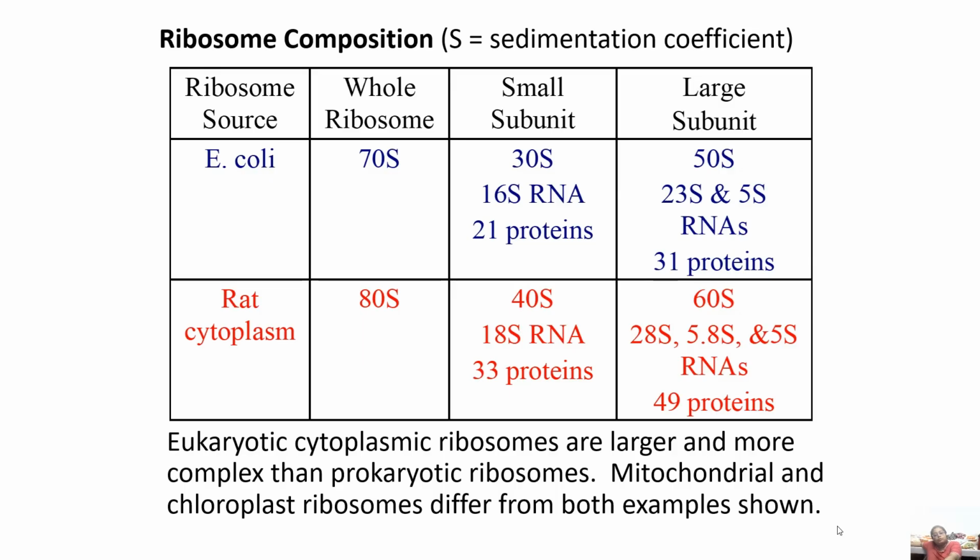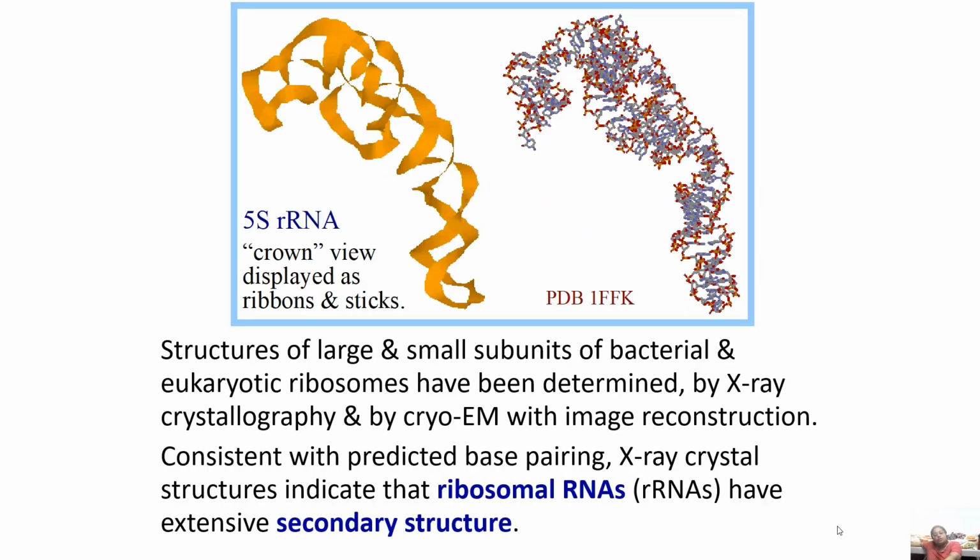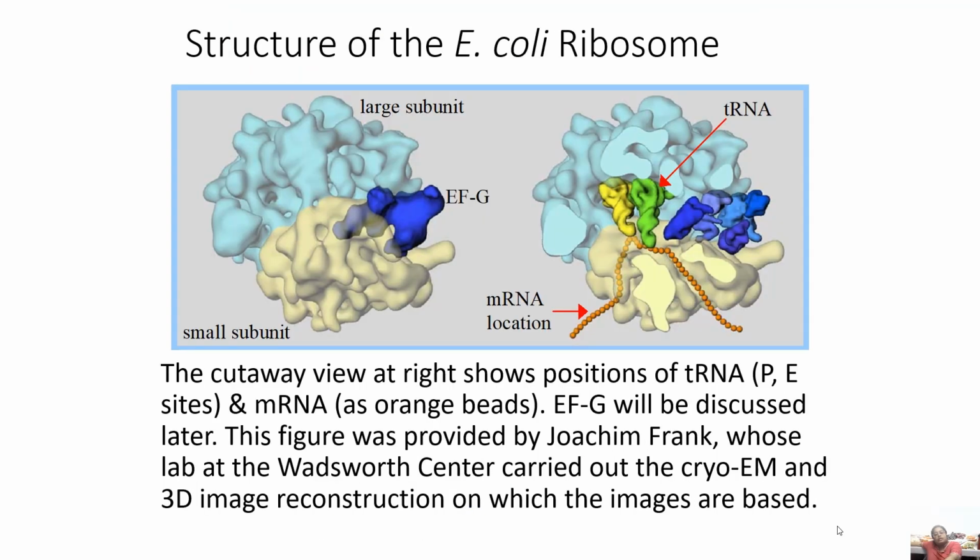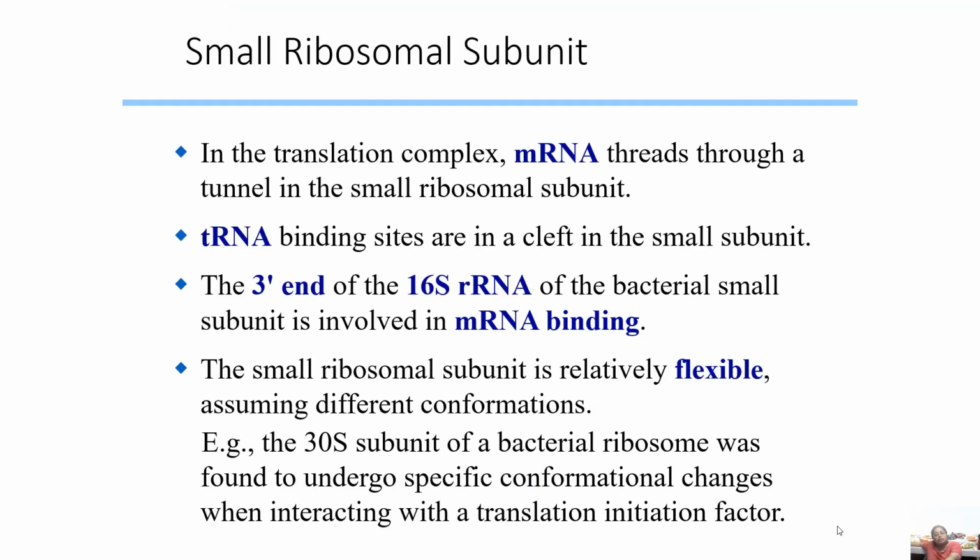Eukaryotic cytoplasmic ribosomes are larger and more complex than prokaryotic ribosomes. Mitochondrial and chloroplast ribosomes differ from both the examples shown. Structures of large and small subunits of bacterial and eukaryotic ribosomes have been determined by X-ray crystallography and cryo-EM image reconstruction. Consistent with predicted base pairing, the structures indicate that ribosomal RNAs have extensive secondary structure. This is a cutaway view; orange shows the tRNA.